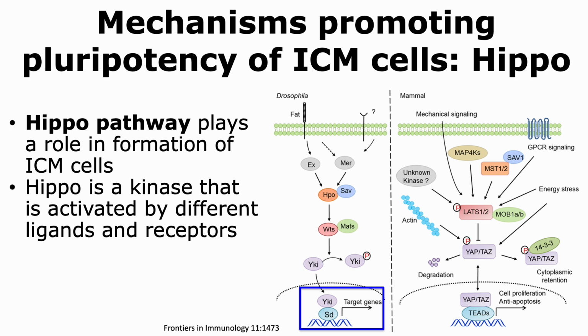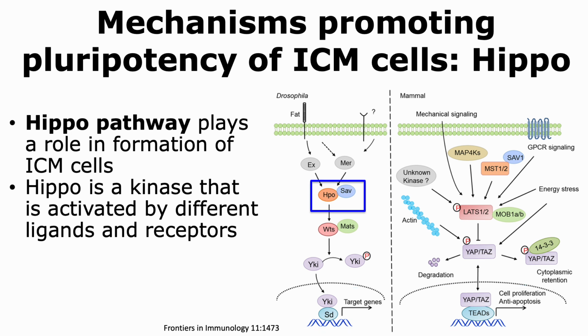When Hippo is not activated, the transcription factor called Yorkie in Drosophila is able to activate the transcription of target genes. In the case of mammals, the equivalent of Yorkie is YAP/TAZ. And so, in the case where Hippo is not active, YAP/TAZ in the mammalian system is able to activate target gene transcription. Now let's see what happens when Hippo is activated.